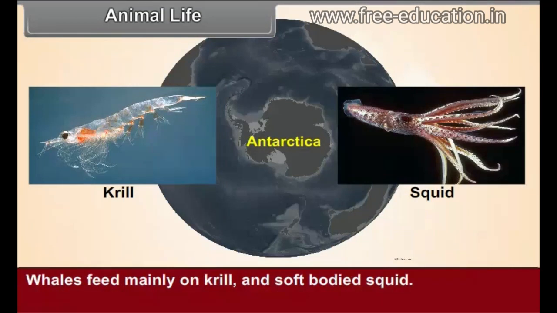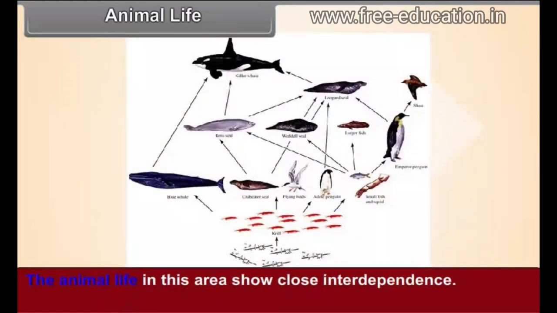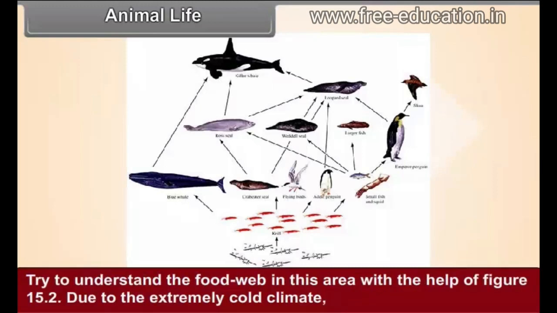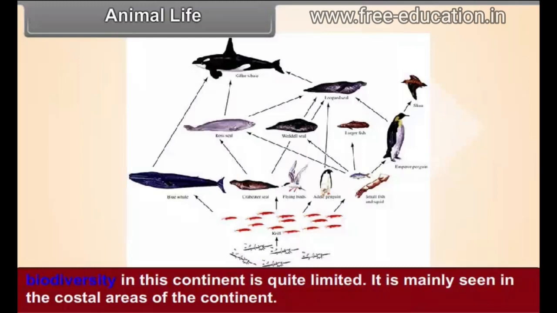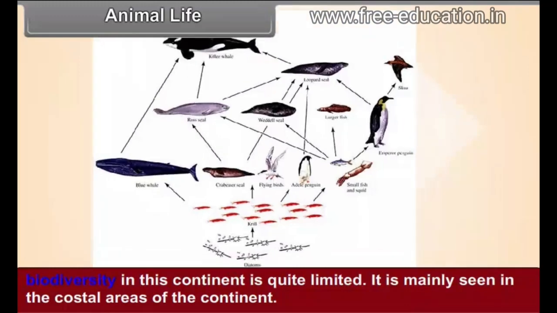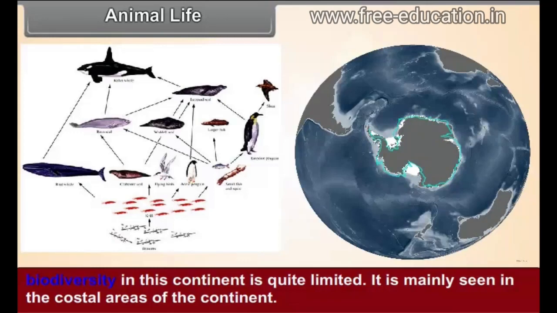Whales feed mainly on krill and the soft-bodied squid. The animal life in this area shows close interdependence. Try to understand the food web in this area with the help of figure 15.2. Due to the extremely cold climate, biodiversity in this continent is quite limited. It is mainly seen in the coastal areas of the continent.